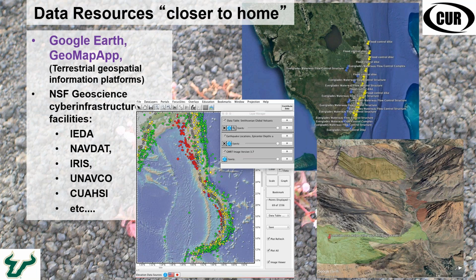Also, there is a GIS tool very similar to JMARS available for the ocean floor, something called GeoMap app, that allows you to look at the ocean floor in terms of real topography and then combine that with data from a variety of NASA geoscience cyber infrastructure facilities: geochemical data on rock samples and sediment samples from AIDA and NAVDAT, seismic data from IRIS, UNAVCO data for geodesy, essentially land elevation, etc.